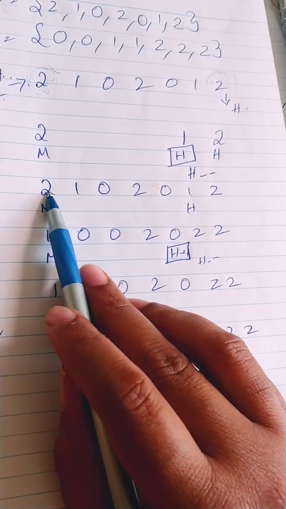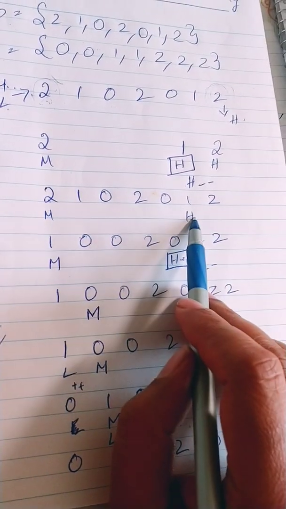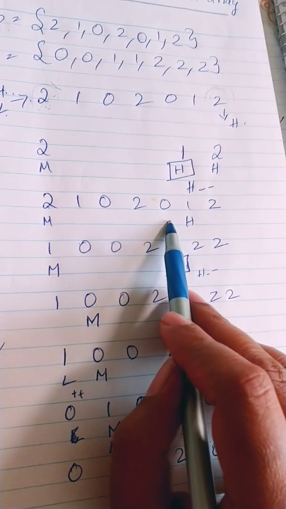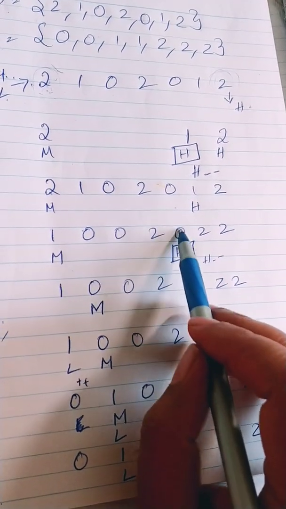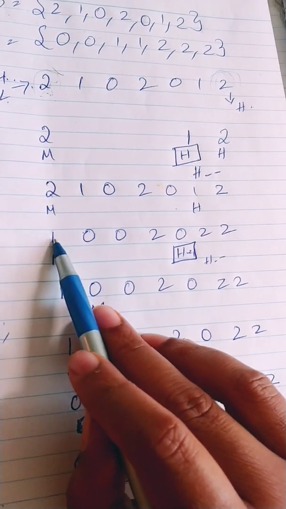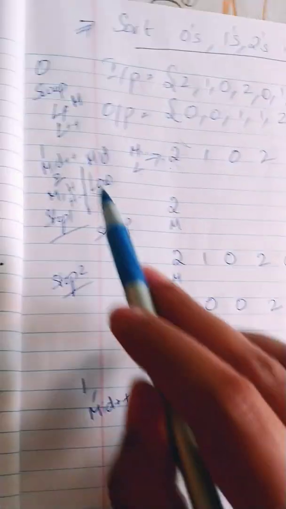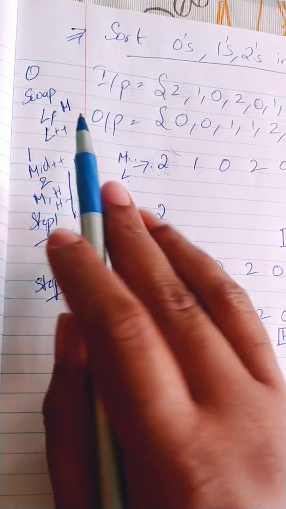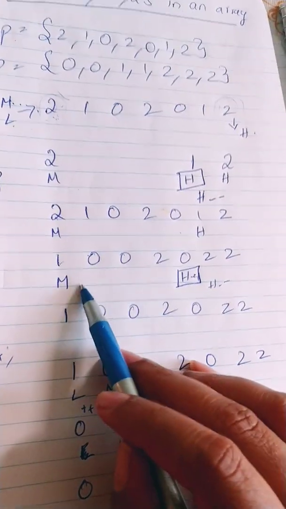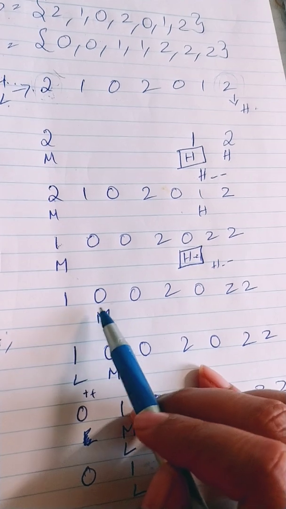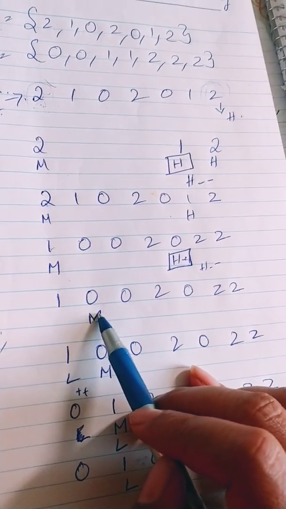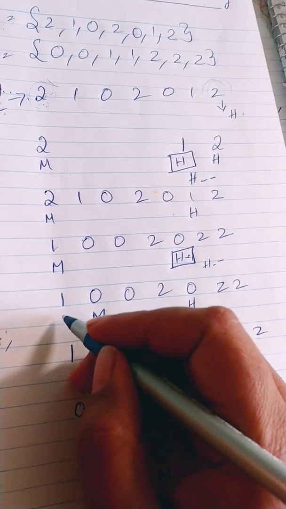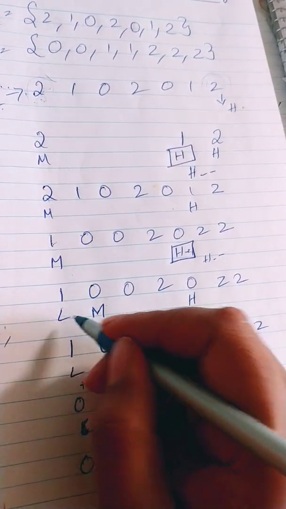When it is 2, again we swap between high and mid and decrease the high value. So high is pointing to 0 and mid is 1. When it is 1, what we have to do is mid plus plus. That's it. So we are just moving the mid. After we moved the mid, the high is here and the low is here.